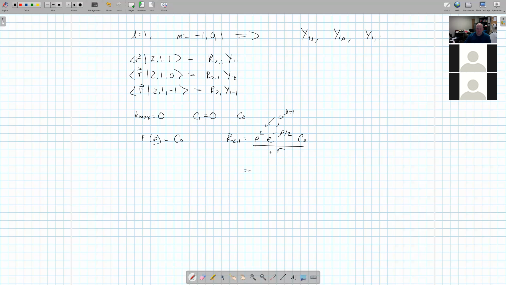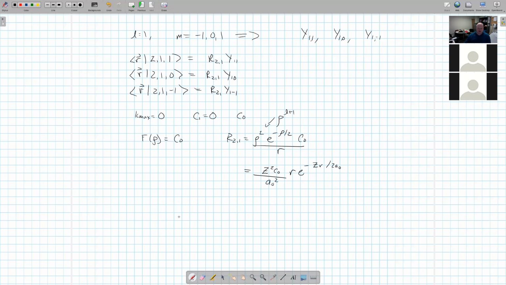Plugging the values in for rho and all that good stuff, this thing is the same thing as z squared C0 divided by a0 squared r, as this r is going to cancel with one of those, times e to the minus zr divided by 2a0.